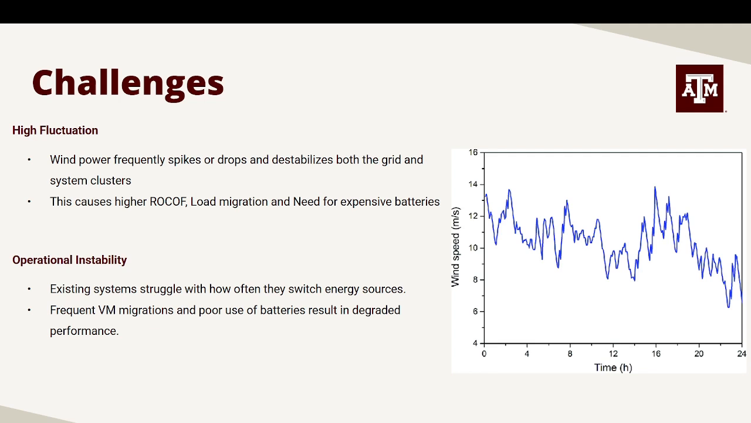The second challenge is operational instability. Systems struggle with how often they must switch between energy resources. This leads to constant virtual machine migrations, energy source switching, poor use of backup batteries, among other things, all of which hurt the system performance.